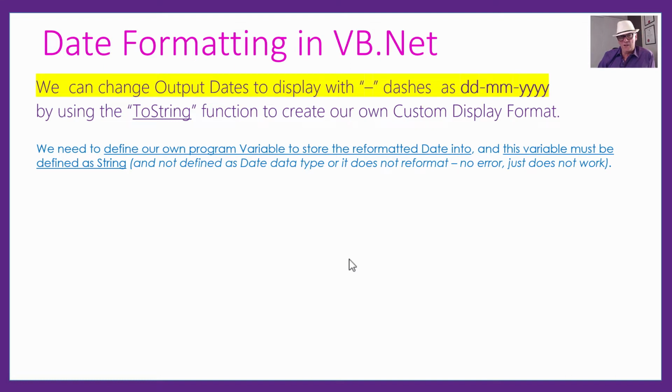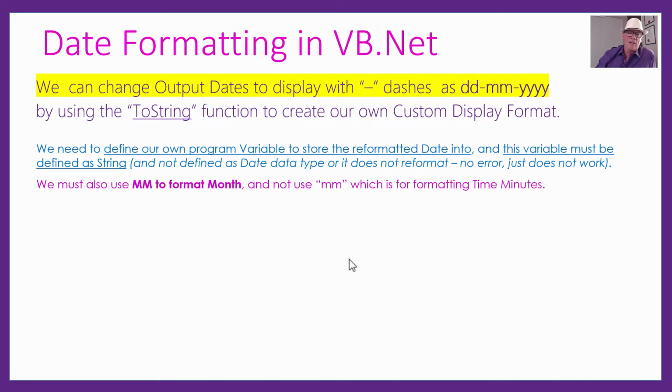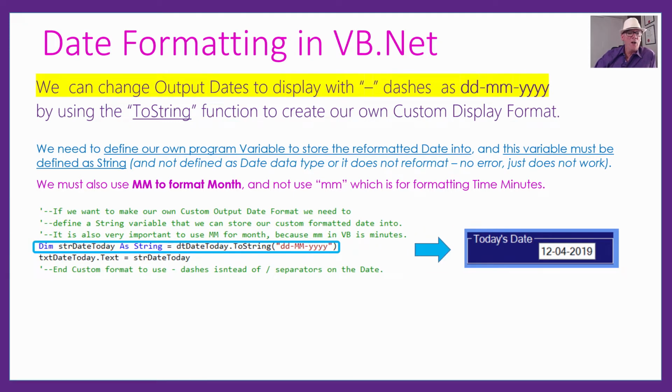Because if you just use it as a date variable like we did when we first tried this, it just does nothing. It doesn't work. It'll still have the forward slashes there. It doesn't error or crash or tell you anything's wrong at all. It just ignores it if you haven't defined it properly. So when we make our own program variable, it needs to be string. And also remember, MM is for month, because the little mm is for minutes, and that's easy to get mixed up and make mistakes when you're first trying this as well.